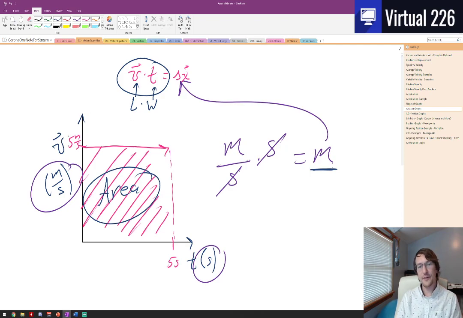Slopes are thinking about division of these two units, the y and the x-axis. Areas are thinking about multiplying them together. And that idea of multiplying them together to get something new is what we're going to be using further in this unit and a lot more throughout this year.